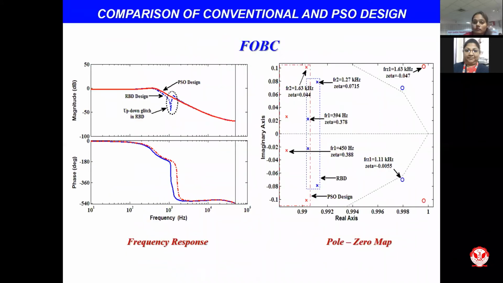And now if you see, the interesting solution appears that the frequency response plot shows that with the PSO design, which is shown in the red color, the up down glitch is fully eliminated. Although there was an up down glitch present if you use the conventional design methodology, which is very popular, if you use that design methodology, you will end up with an up down glitch. But if you go for an optimized PSO design, you are attaining very good results.